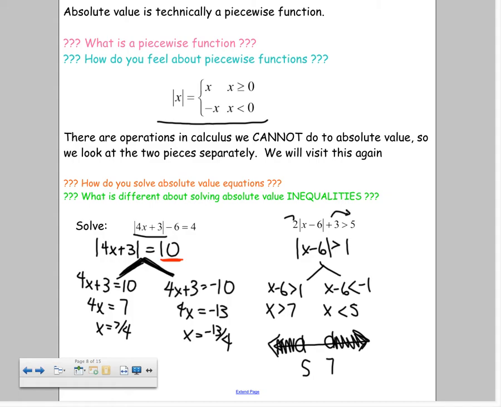If your arrows point together, your solution is actually only the part where the arrows cross or mesh, where they're both satisfied.